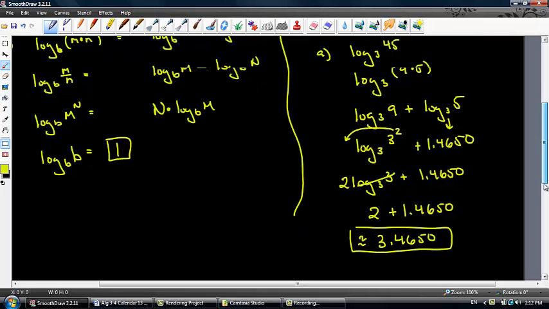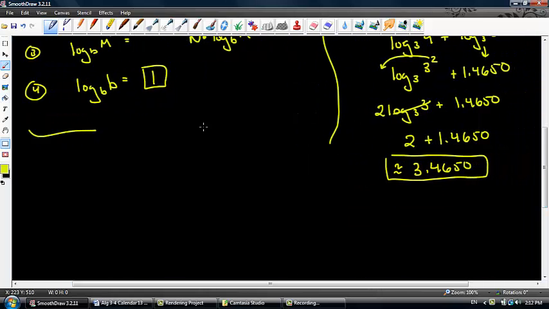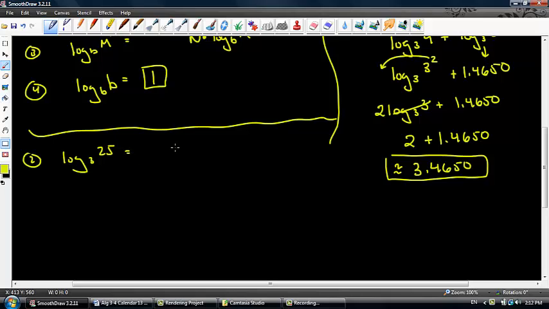So let's try another one of those. These are kind of neat. If I was asked to find the log base 3 of 25, I hope you wrote down that log base 3 of 5 is equal to 1.4650. This one's a little easier. This is log base 3 of 5 squared, because 25 is 5 squared.